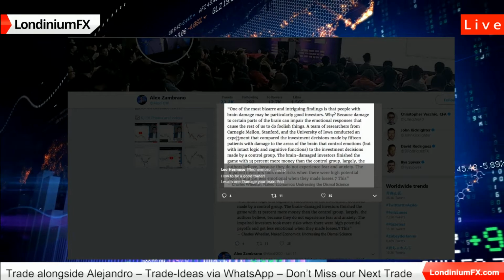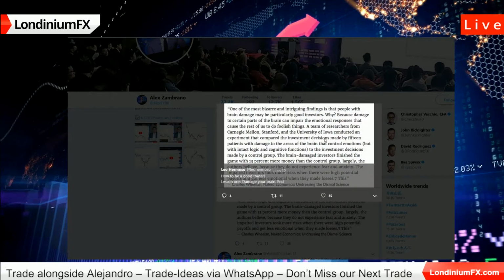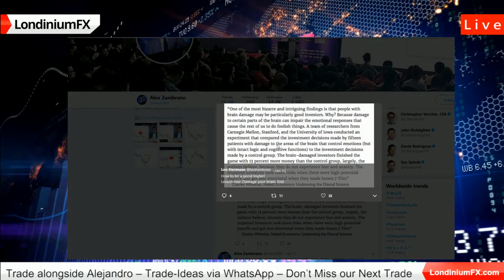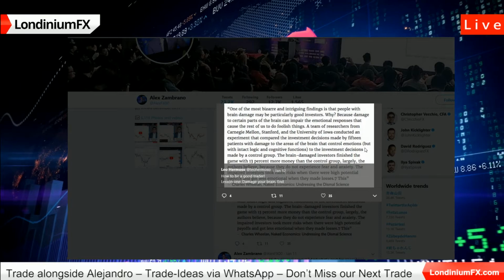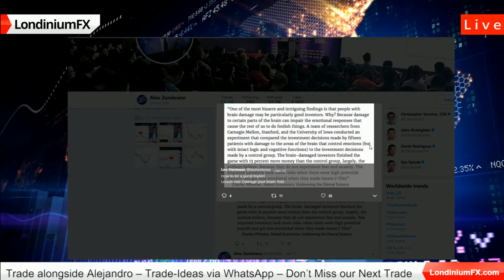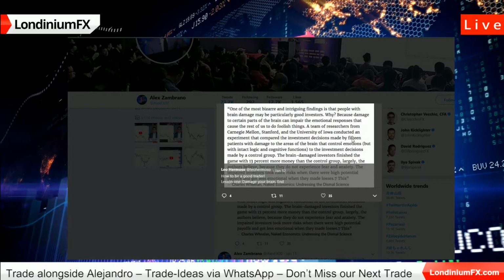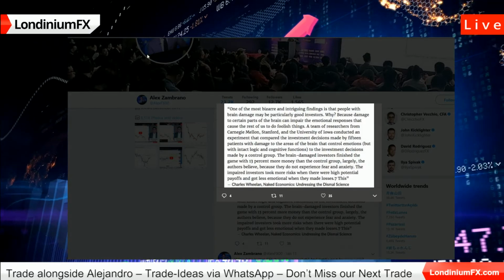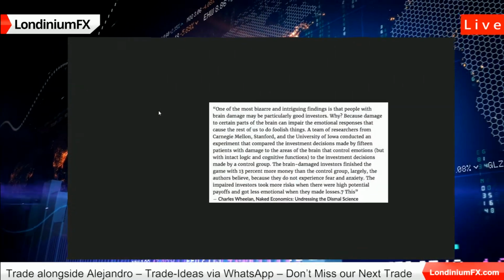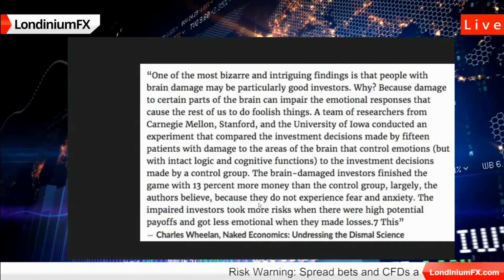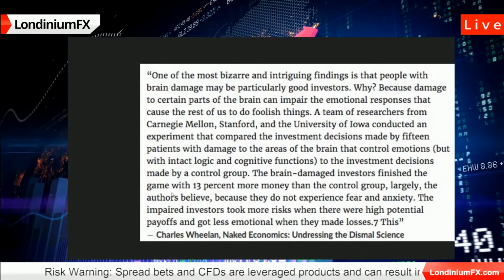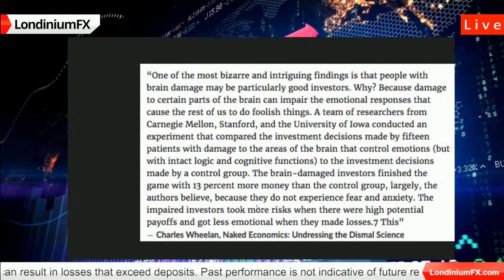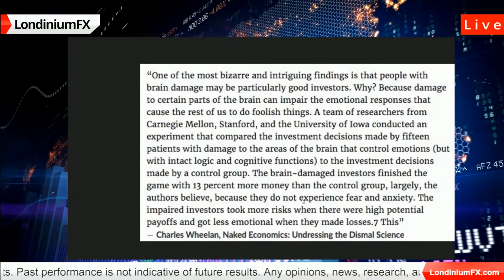Apparently researchers at Carnegie Mellon, Stanford, and the University of Iowa conducted an experiment when they compared the investment decisions made by 15 patients with damage to the areas of the brain that control emotions, but they had intact logic and cognitive functions. So they compared these 15 people with damage to the emotional part of the brain with the trading of people with no problems with the brain. And the brain damaged investors finished the game, because it was a game, with 13% more money than the control group. Largely, the authors believe, is because the people with the brain damage don't experience fear and anxiety.